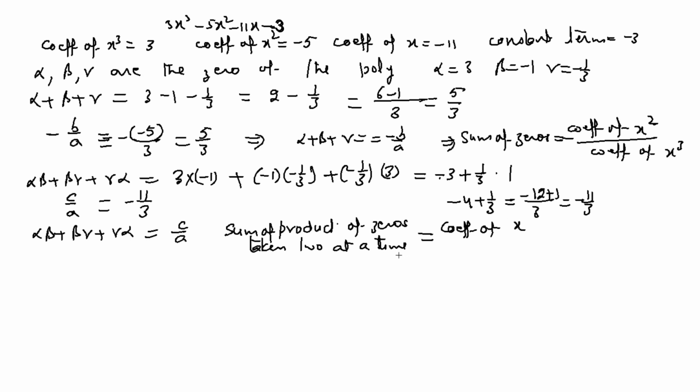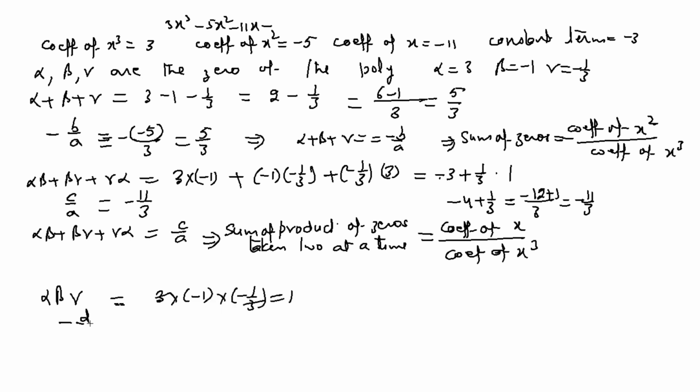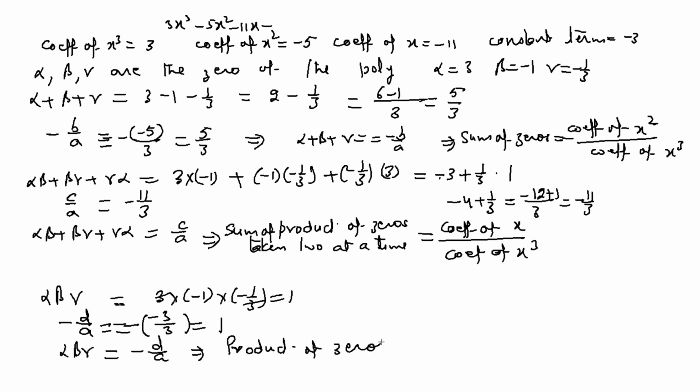Now verify the third relation. Alpha beta gamma is equal to 3 into minus 1 into minus 1 by 3, which is equal to 1, and minus d by a is equal to minus (minus 3) upon 3, is equal to 1. So this shows alpha beta gamma is equal to minus d by a. So it implies the product of zeros is equal to minus constant term upon coefficient of x cube.